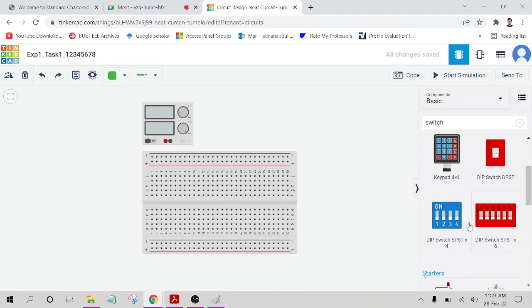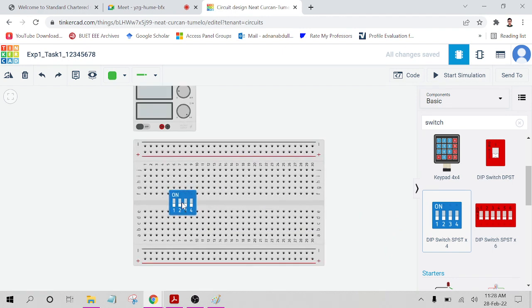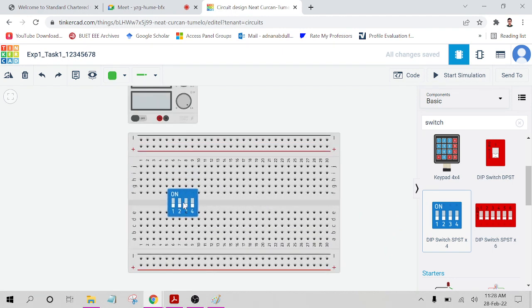Okay, please observe that there is no single SPST switch available in Tinkercad. This is an array of switches. This array consists of 4 SPST and this one consists of 6 SPST. So we actually need just one. So let's use the smaller one. SPST switch into 4, the blue one, and I am placing it in the middle of the breadboard.